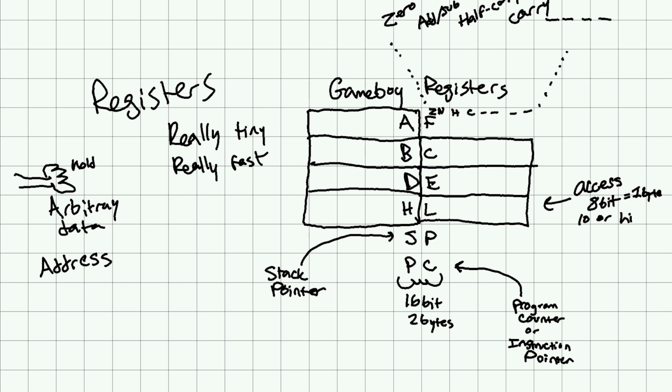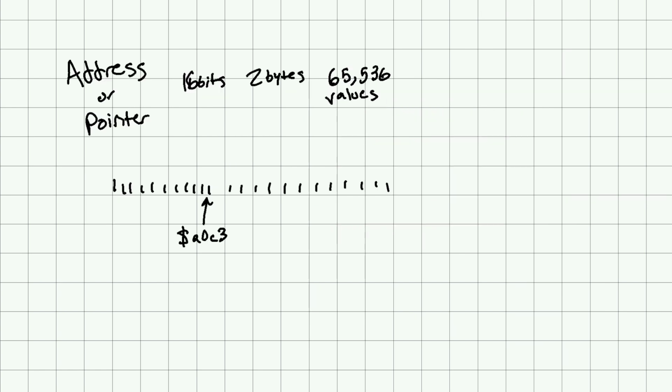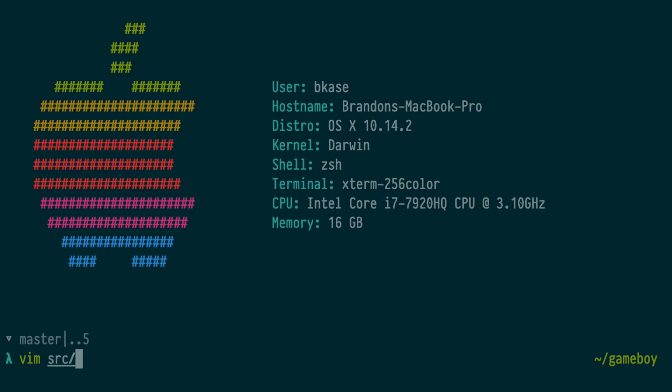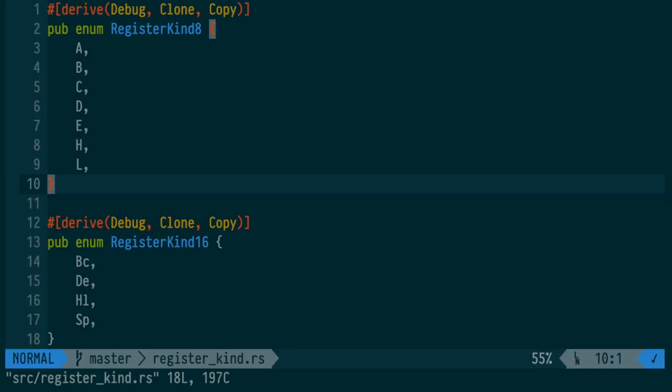In the Game Boy, addresses or pointers are 16 bits, 2 bytes, and can span 65,536 values. For example, $A0C3 is one such pointer. Let's dig into the Rust representation of the registers. At first, we'll open registerkind.rs. Here we can see two enums, RegisterKind8 and RegisterKind16.